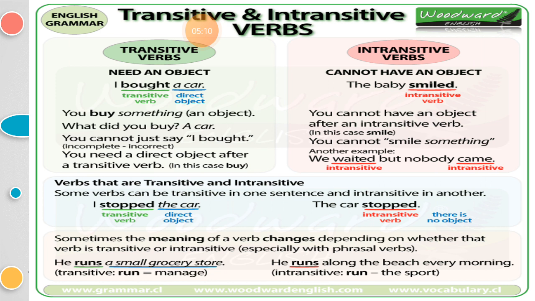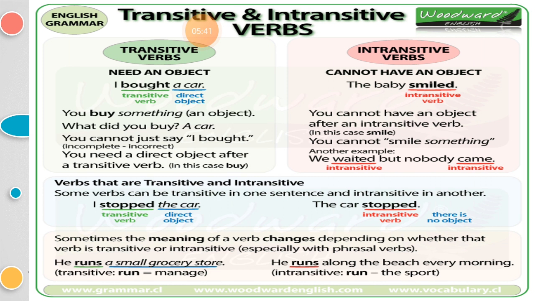In the intransitive case, you cannot have an object. The baby smiled. So smiled is not followed by any direct object. You cannot have an object after an intransitive verb. In this case, smile, you cannot smile something. Another example: he waited, but nobody came. He waited, there is no direct object after that, but nobody came. After came, there is no direct object, so both are intransitive here.